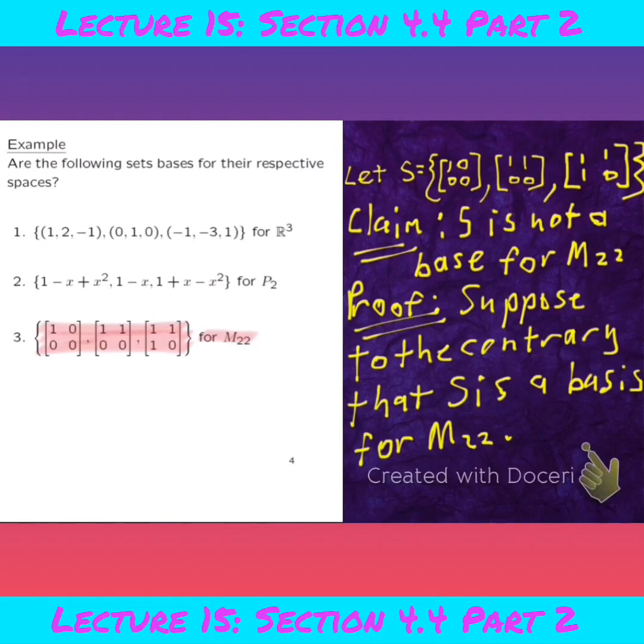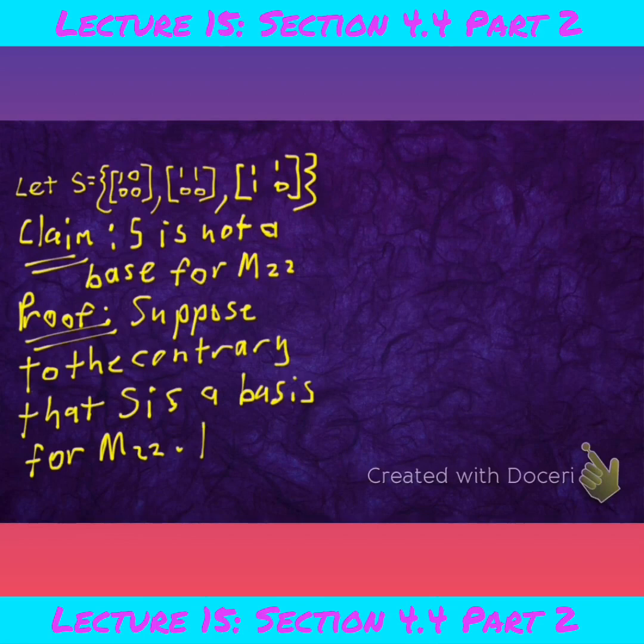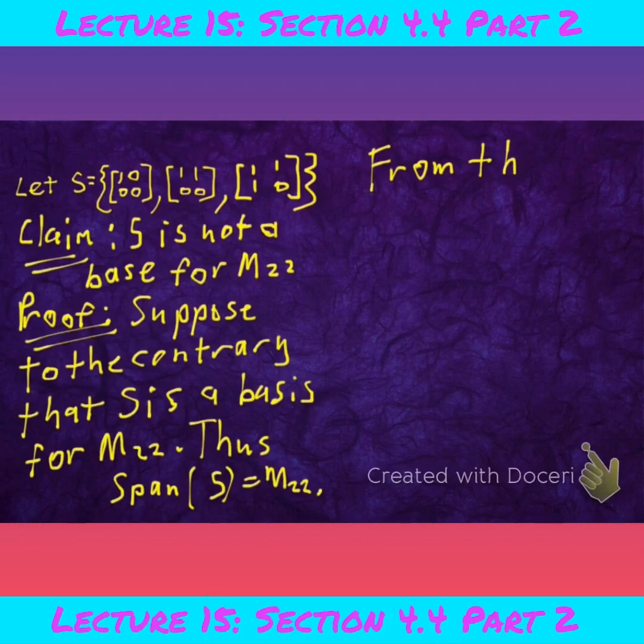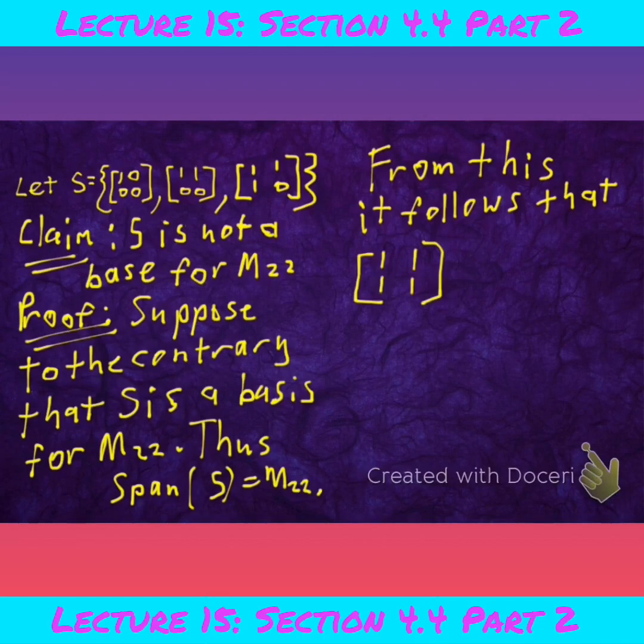So therefore we've got that S has to be a linearly independent set, and S has to span M22. Thus the span of S has to happen under our assumption: the span of S has to be the whole M22. Okay, so what is the implication of this? From this, it follows that this matrix is in the span of S.